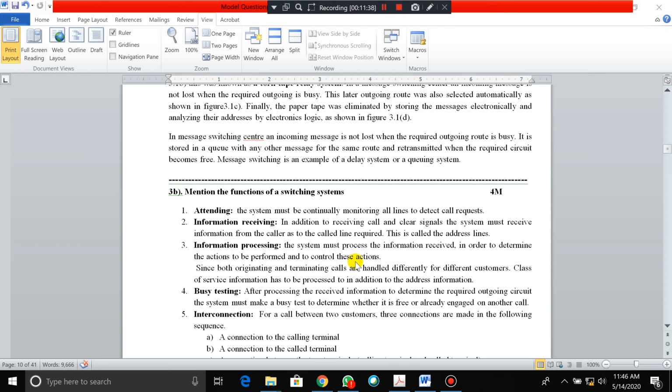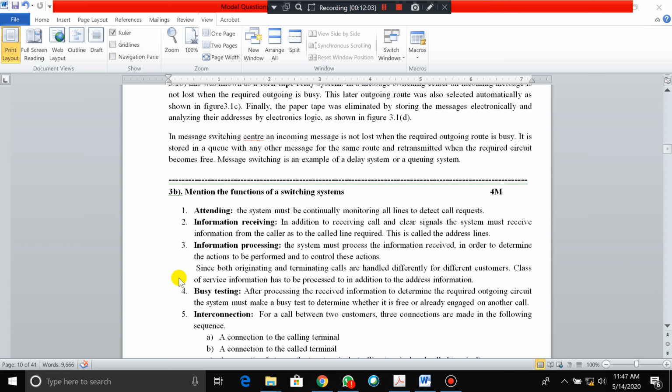Information processing. The system must process the information received in order to determine the action to be performed and control these actions. Since both the origination and termination calls are handled differently for different customers, class of service information has to be processed in addition to address information.